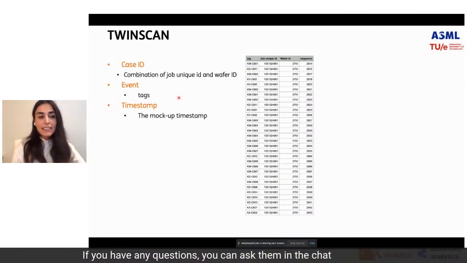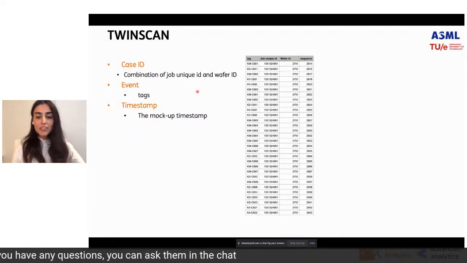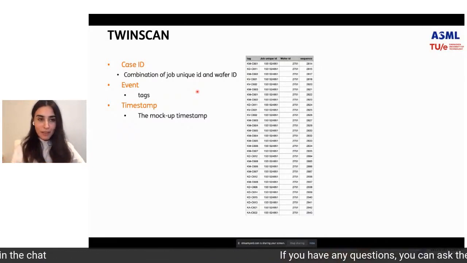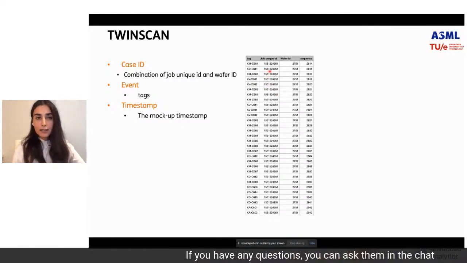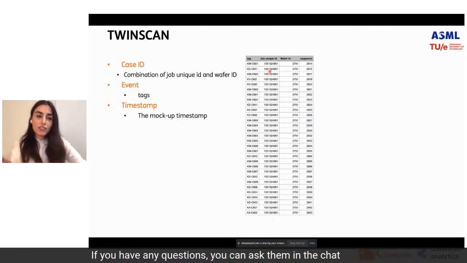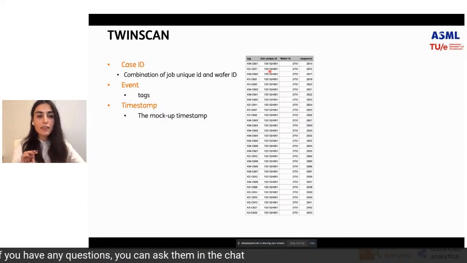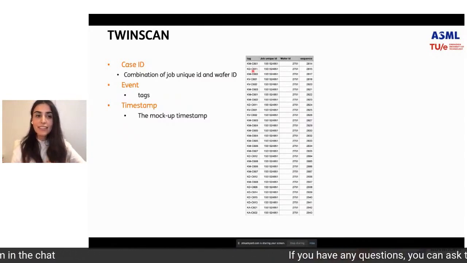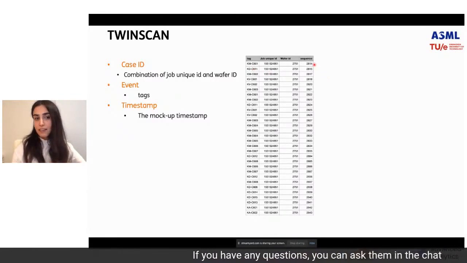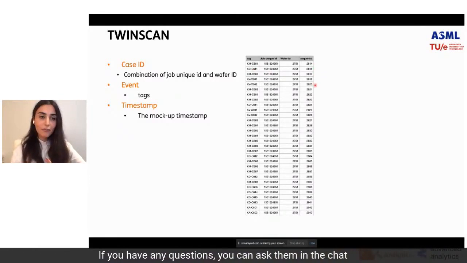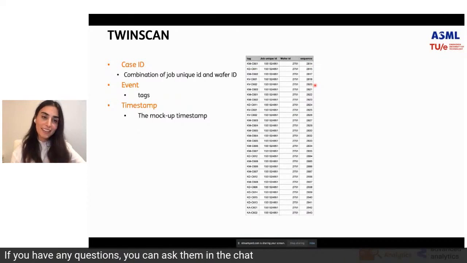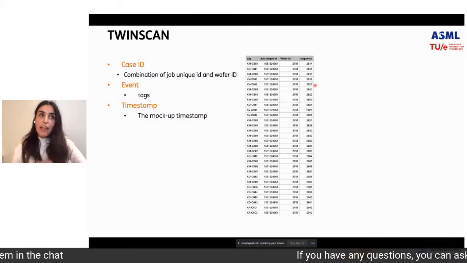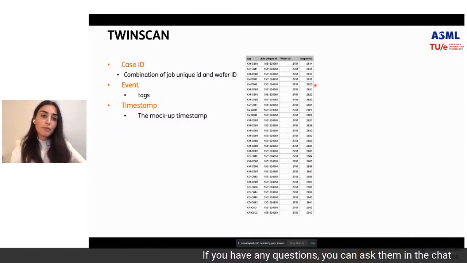So in this case, the case ID is a combination of the wafer, which is the circular plate you saw in the previous animation, and the job unique ID, which is the start of the action. So a combination of these makes the case unique enough. And the tag would be the activity, and the sequence is a sequence number, because here we are talking about nanoseconds.